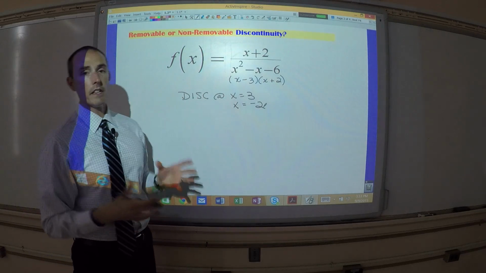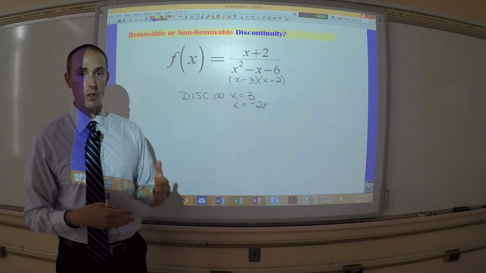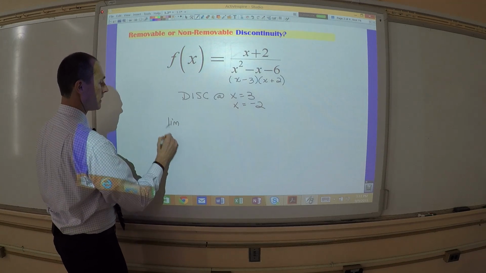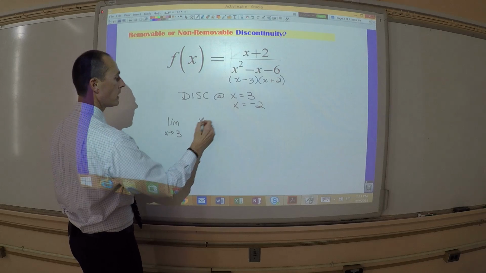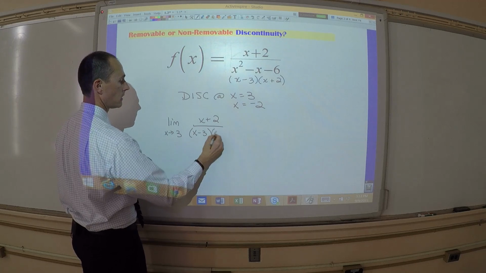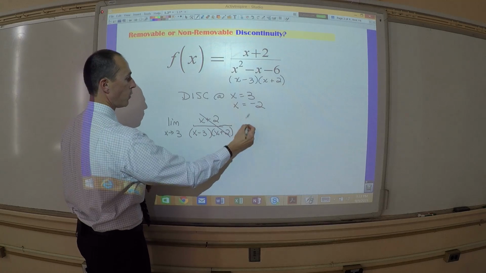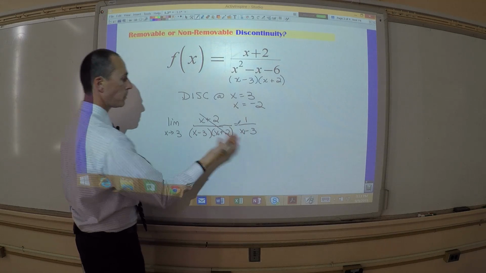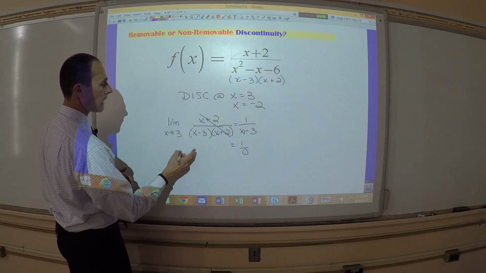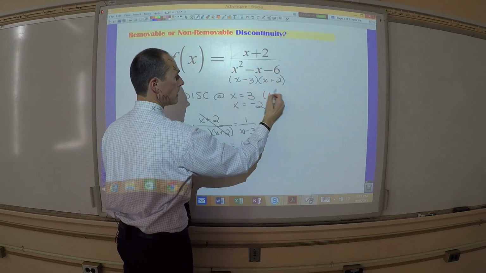Now, which one of these is removable? Well, it all comes down to whether or not I can actually find the limit as x approaches either of those numbers. So let's take x equals 3. If I take the limit as x approaches 3 of this rewritten form here, these happen to cancel. I have 1 over x minus 3. And when I go to plug 3 in, I get 1 over 0, and that's obviously impossible. So this is what we call a non-removable discontinuity.